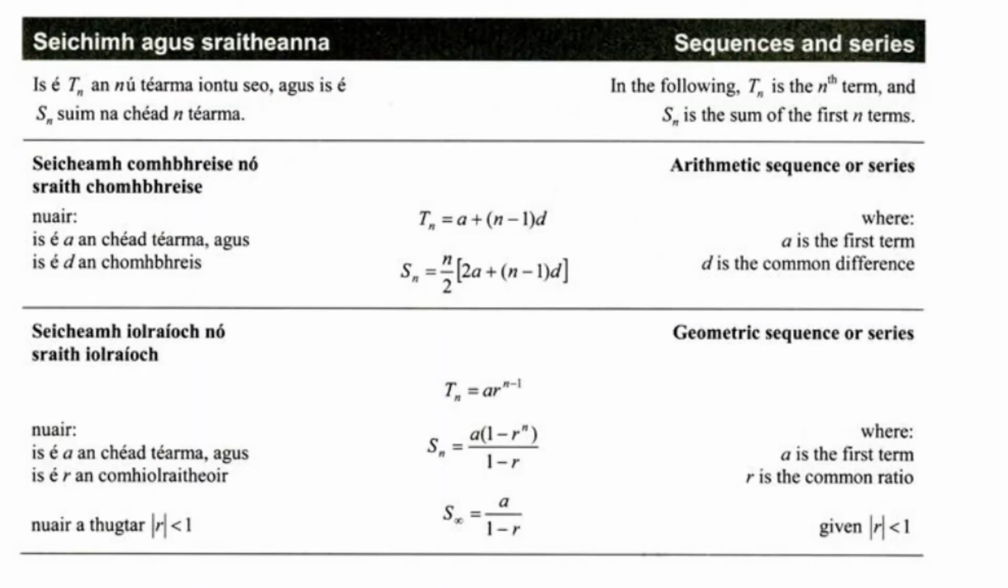So the next method we're going to look at is going to be using something from your log tables. So here is the sequences and series page. On the sequences and series page, we're dealing with the arithmetic sequence up here, and we're looking at this formula for Tn. So Tn equals A plus n minus 1 times D, where A is the first term and D is the common difference.